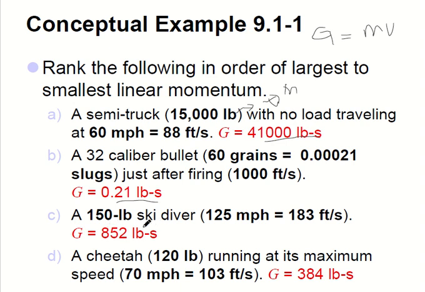Then we have a 150-pound ski driver going 183 feet per second. Again, we calculate the same thing, convert this into mass, multiply with the velocity, and change it into pound second. The cheetah, 120 pounds, is going 103 feet per second. We do the same thing: get the mass, multiply with the velocity, convert it into pound second, and you're going to get 384.